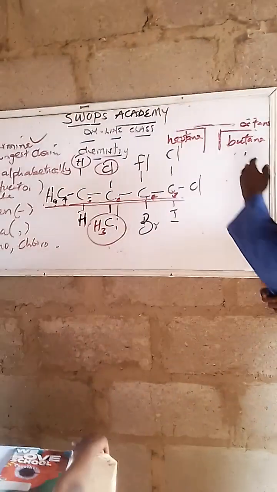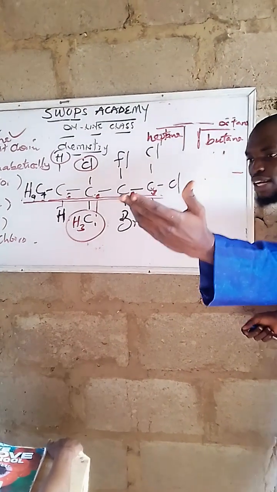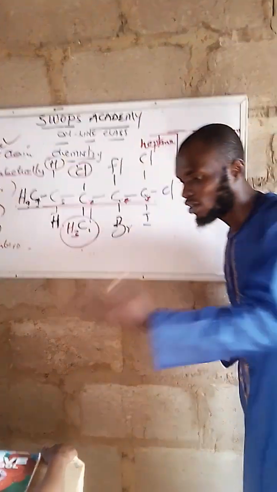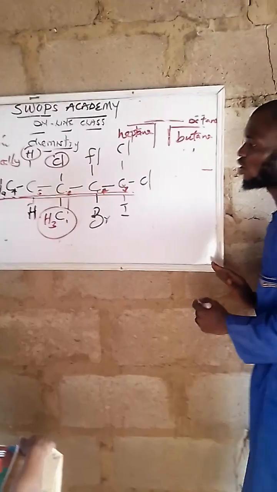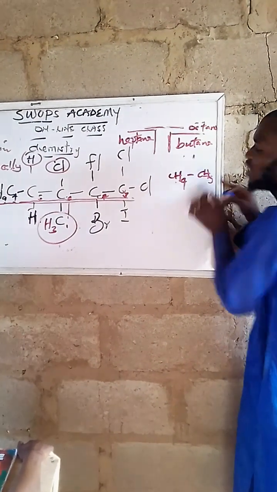When we say alkyl group, can someone mention one for us? Ethyl. Another person. Butyl. Propyl. Who again? Decyl. We have all that. You know, this is methane. Remove one, CH3. Methyl.